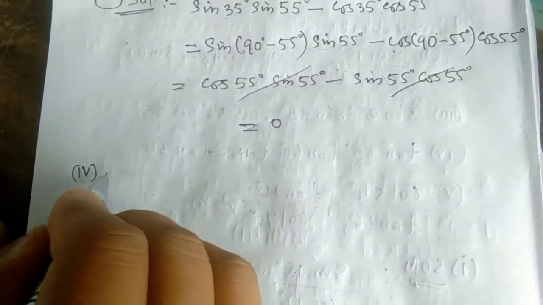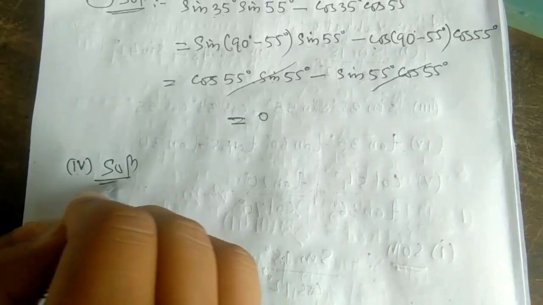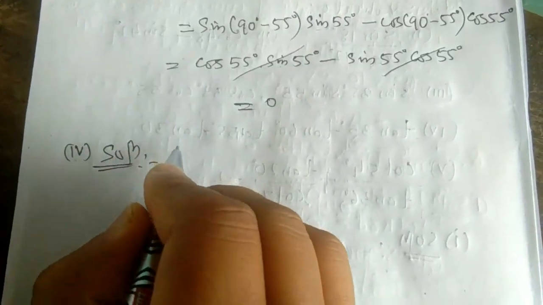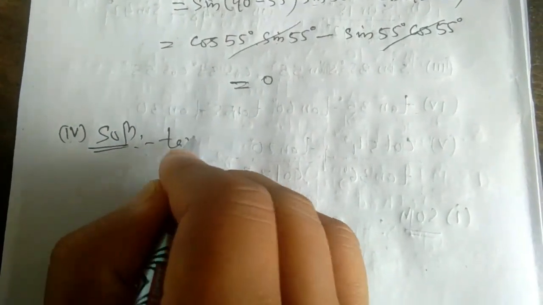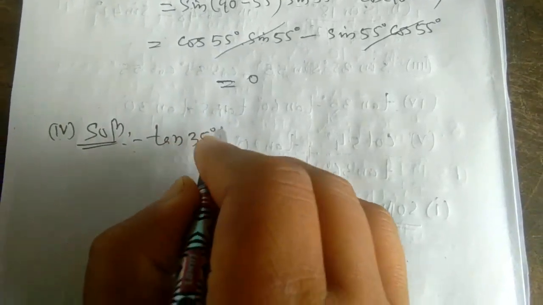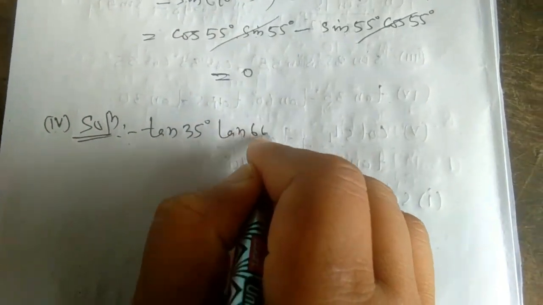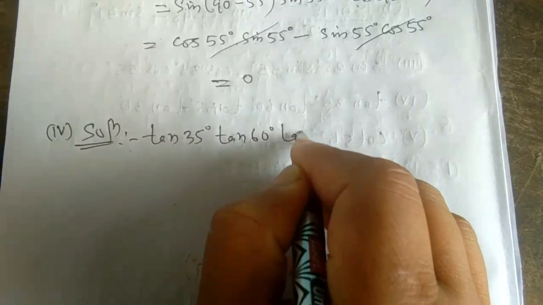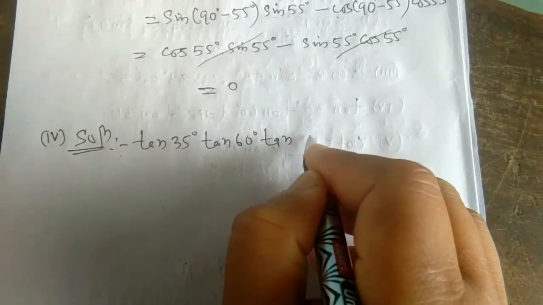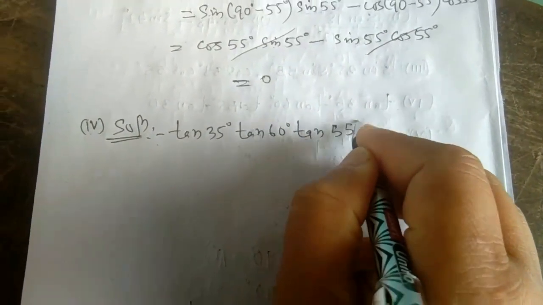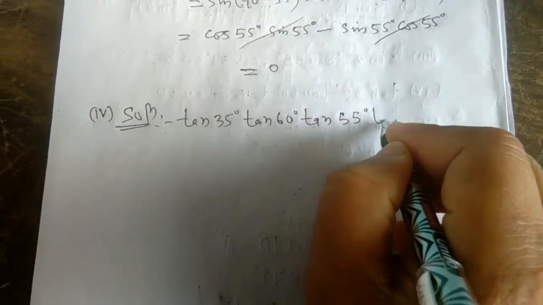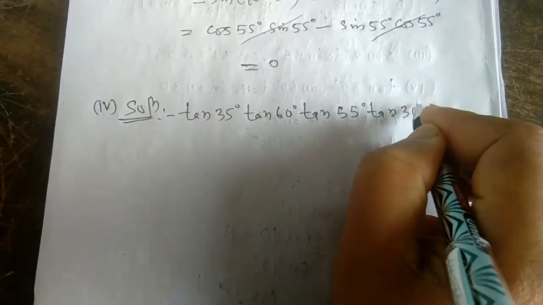Now solution to question number 4. Okay, solution. How to solve this here? It is given tan 35 degree, tan 60 degree, tan 55 degree, and tan 30 degree.